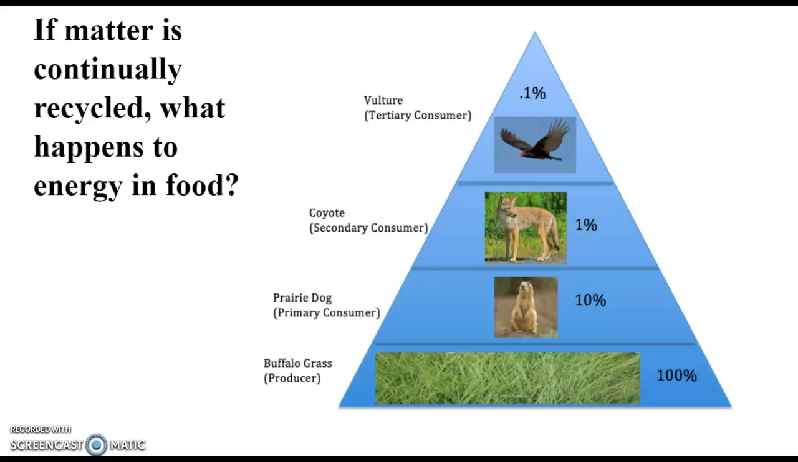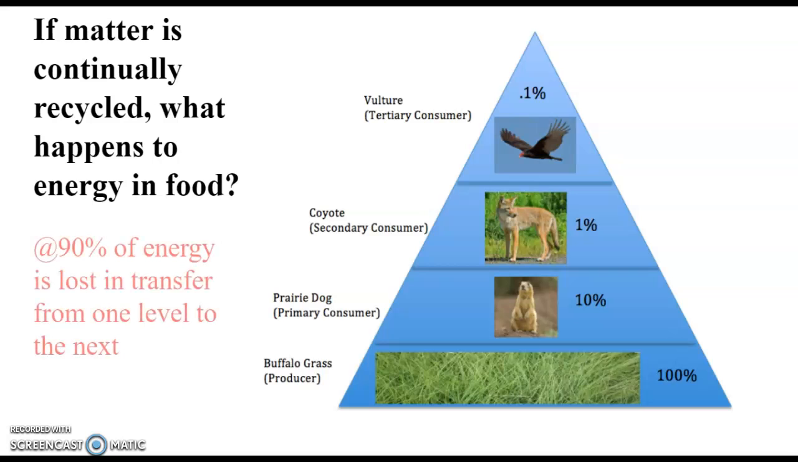So if matter is continually recycled, what happens to the energy in food? Look at this energy pyramid, and it kind of tells you. As you move up a food chain from producer to primary consumer to secondary consumer to tertiary consumer, what happens to the amount of energy available? It's going down drastically. There is an energy loss with every food chain link. About 90% of the energy is lost in transferring from one level to the next. Only about 10% of the food you eat actually becomes part of you to keep you going. The rest is waste and lost as heat energy.